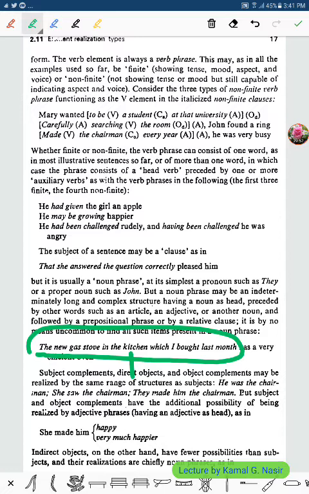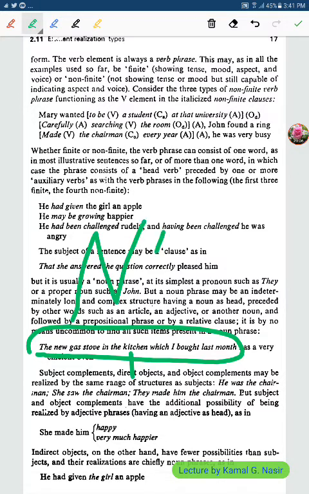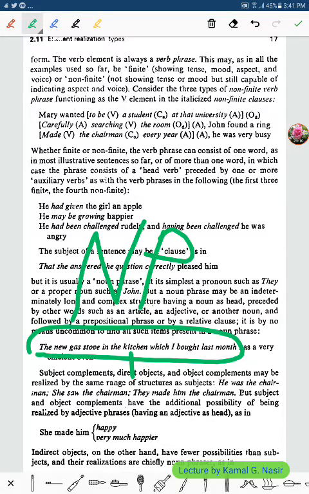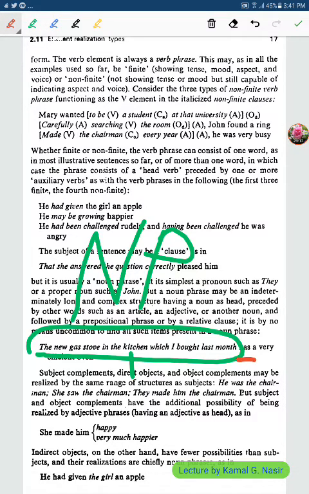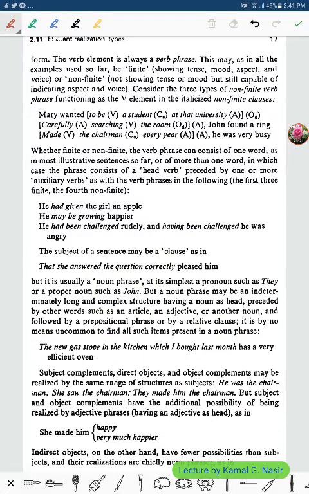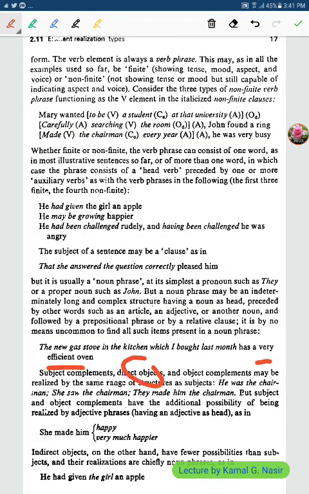all these categories, you see, of all these what? Elements. So what do we call all this? A noun phrase. Where is the verb? Where is the verb? This is the verb phrase. A very efficient oven is what? A direct object. Clear? Good.